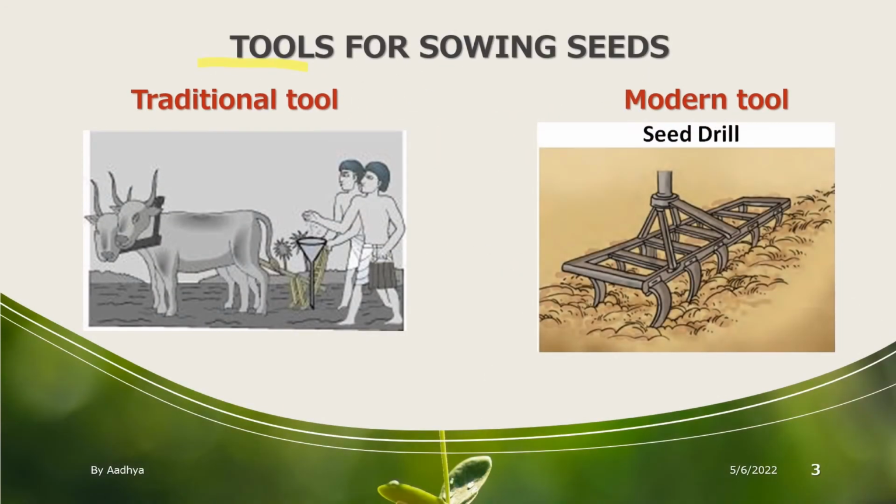So, tools used for sowing the seed. The first one is the traditional tool and the other one is the modern tool. In the traditional tool, this funnel-like substance is used, right? In this funnel, 2 to 3 seeds are placed. Now the seeds will pass through these tubes and these tubes have sharp ends, right? And the sharp ends will pierce the soil and that helps to place the seed.